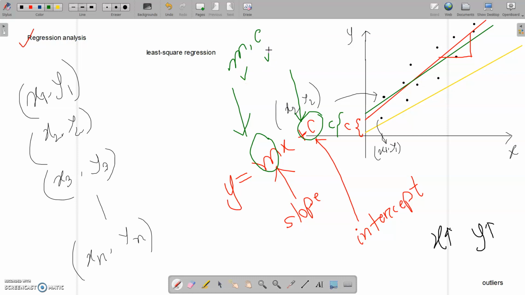So what we want to do is find a line. That means we want to find a value of M and C that best fits the data. So how do you do that? Let's go there one by one.